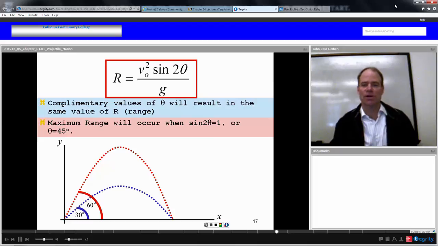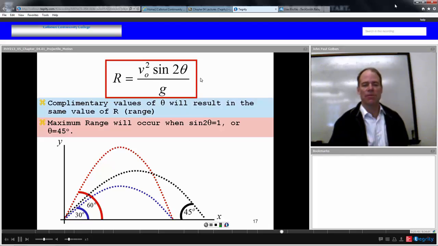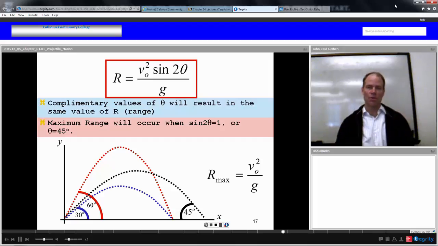Maximum range will occur when the sine of 2 theta is equal to 1, because in this equation, if the sine of 2 theta is equal to 1, then I'll get my maximum possible value. Sine can't be greater than 1. And that will occur when the total angle inside the sine function is 90 degrees, because the sine of 90 is 1. So that means that theta would have to be 45 degrees. So we'll get a maximum range at an angle of 45 degrees, assuming no air friction.